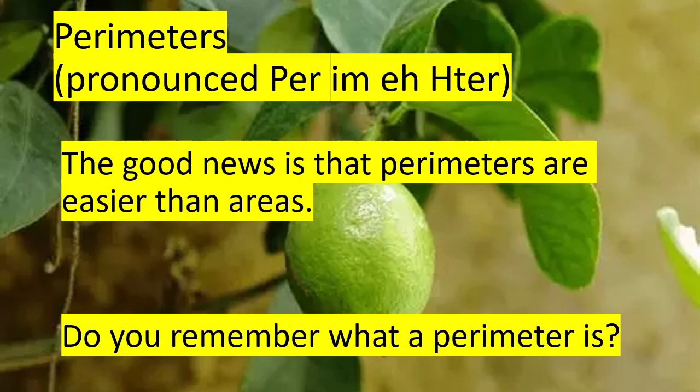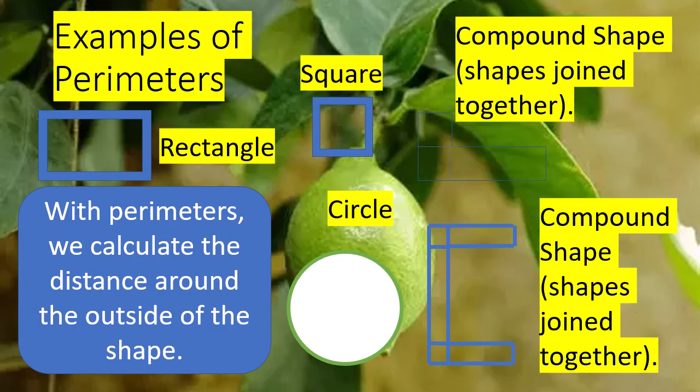Okay, we've looked at areas, now we're going to look at perimeters. The good news is that perimeters are easier than areas. So do you remember what a perimeter is? Let's go back to the earlier slide. So here are the examples of perimeters: a rectangle, a square, a circle, and the compound shapes. And with perimeters, we calculate the distance around the outside of the shape.